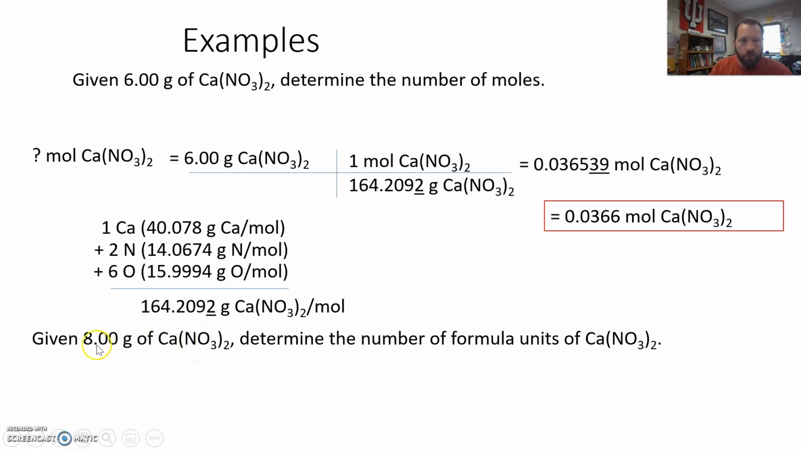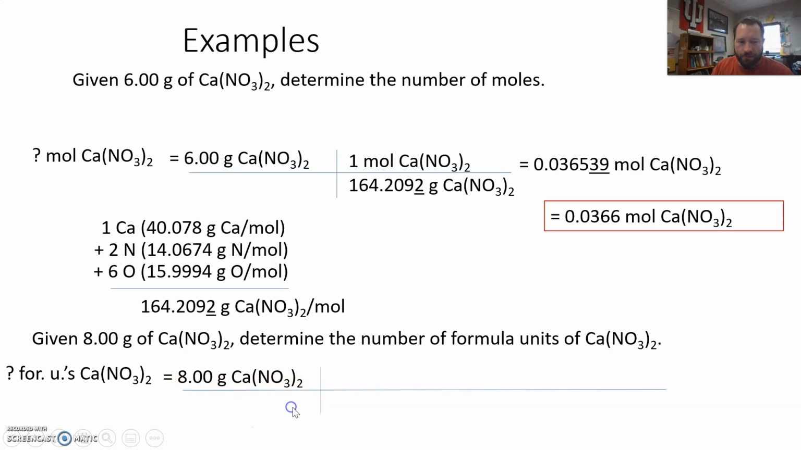This time, though, we have 8 grams, and we're not just stopping at moles. This time we have to go all the way to formula units. How many total calcium and nitrates do we have? So, question mark formula units of calcium nitrate is equal to 8 grams of calcium nitrate. Here's what the question's asking for. Here's what the question gave us, 8 grams calcium nitrate.